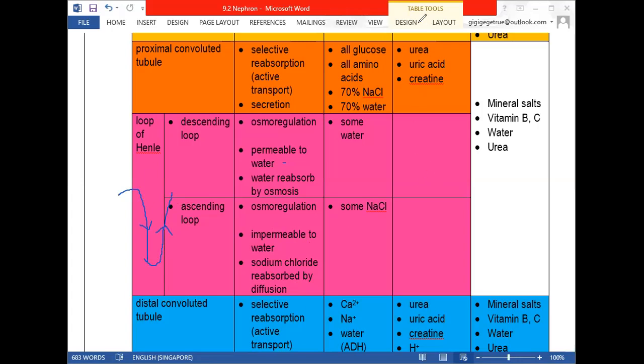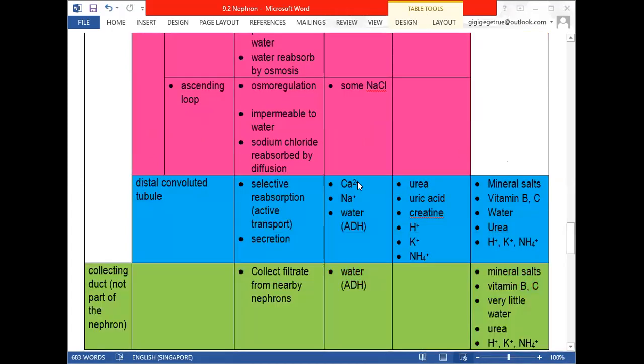Then finally, let's take a look at the distal convoluted tubule, also known as DCT. In the distal convoluted tubule, selective reabsorption of calcium ion, sodium ion, and also water under the influence of ADH, which is antidiuretic hormone. Antidiuretic hormone, we will explore this in the chapter known as hormones. Okay, we won't explore it here.